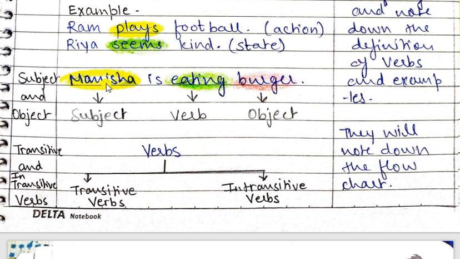So subject is the one, like Manisha is eating burger. So subject is the one who is doing the action, right? Eating is the verb, which is the action being done in the particular sentence.